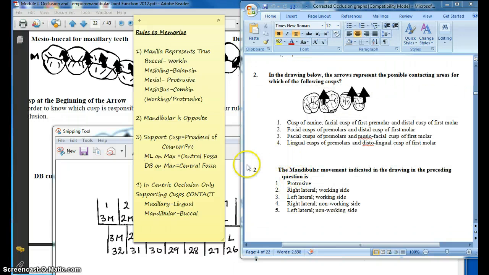All right guys, and here's the last question. I'm going to try to explain as fast as possible because I only got 30 seconds before my time runs out. It's question number 2. The mandibular movement indicated in the drawing above is which way? Think about it, you have maxillary, the maxillary pointing to the right. So what that means is that you're going to have a right lateral and you're on the working side because that's the side that the mandible is moving towards. You're already on that side.